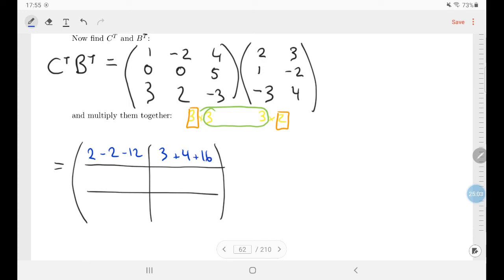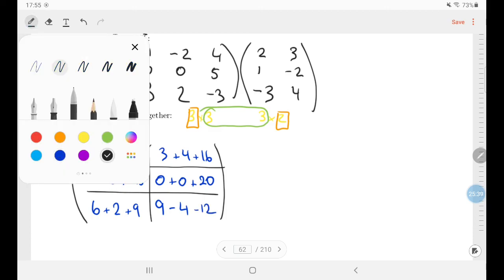Then moving on to the next row, first one is row 2, column 1. So it's 0 by 2 plus 0 by 1 plus 5 by minus 3. Then the next one over, same row, row 2 by column 2. 0 by 3 plus 0 by minus 2 plus 5 by 4 is 20. Now down the bottom here, we're into row 3, column 1. 3 by 2 is 6, plus 2 by 1 is 2, plus minus 3 by minus 3 is plus 9. And finally, row 3, column 2, 3 by 3 is 9, plus 2 by minus 2 is minus 4, plus minus 3 by 4 is minus 12.